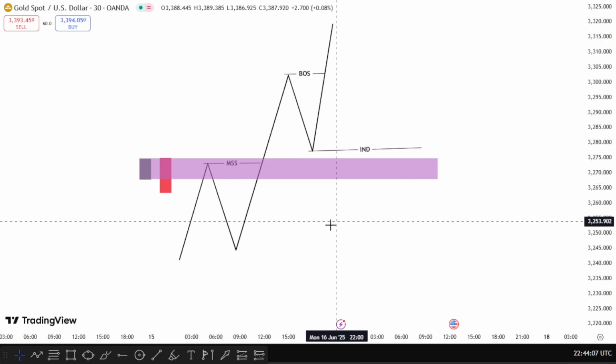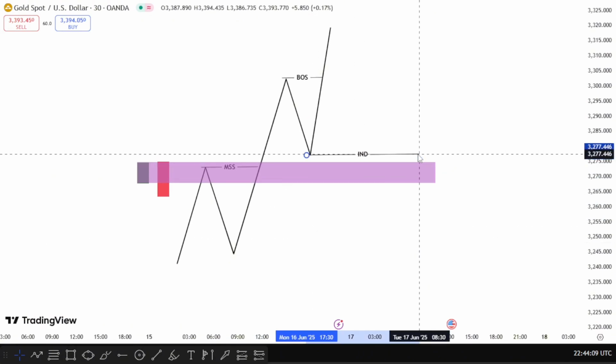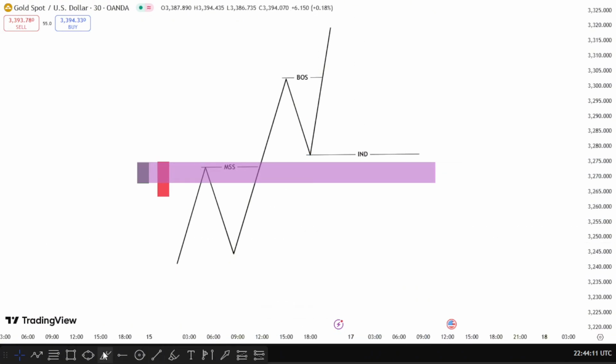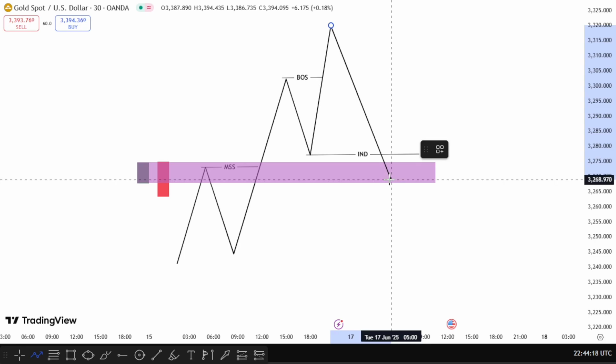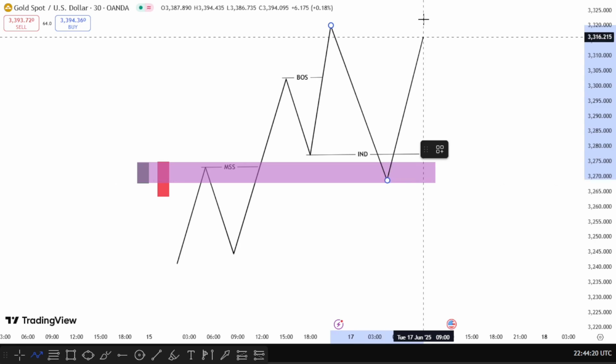Okay, so now what do you want to do? What you want to actually do is wait for the market to actually come to this area. Okay, come to this area, and then sometimes you get a confirmation, but other times you would not.